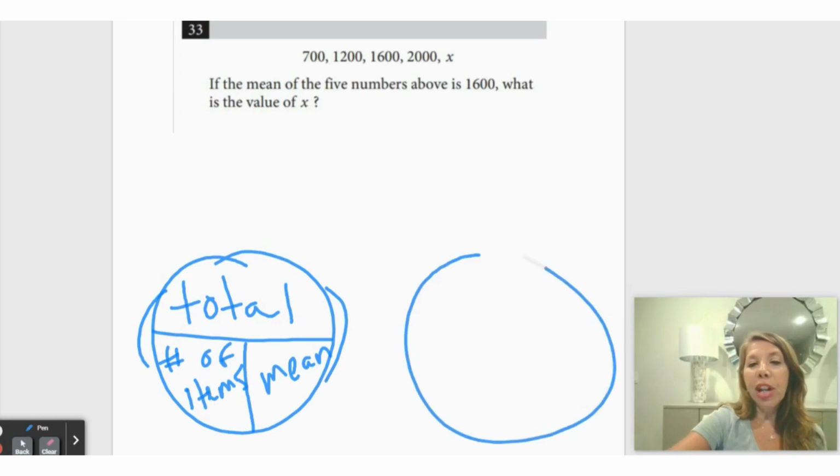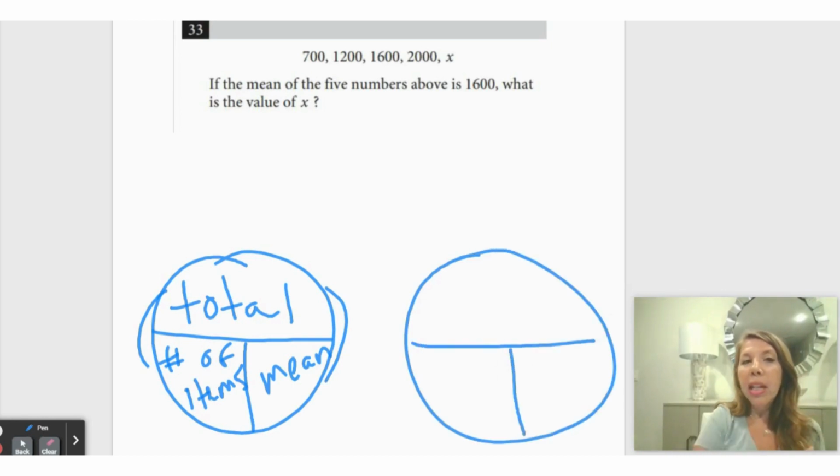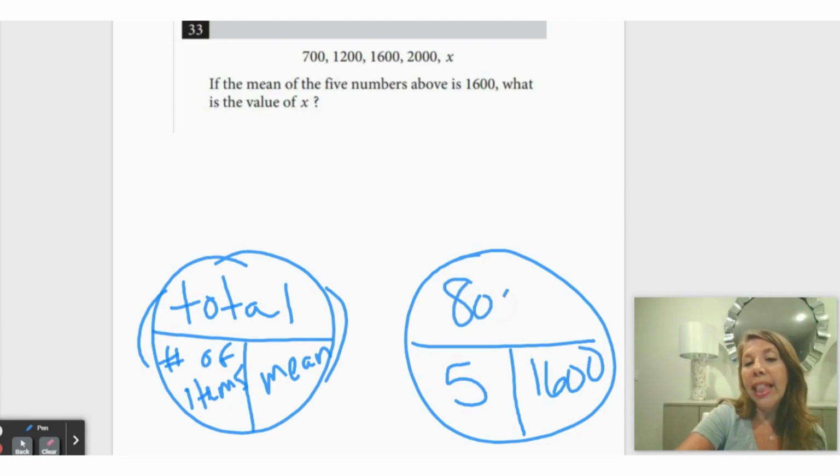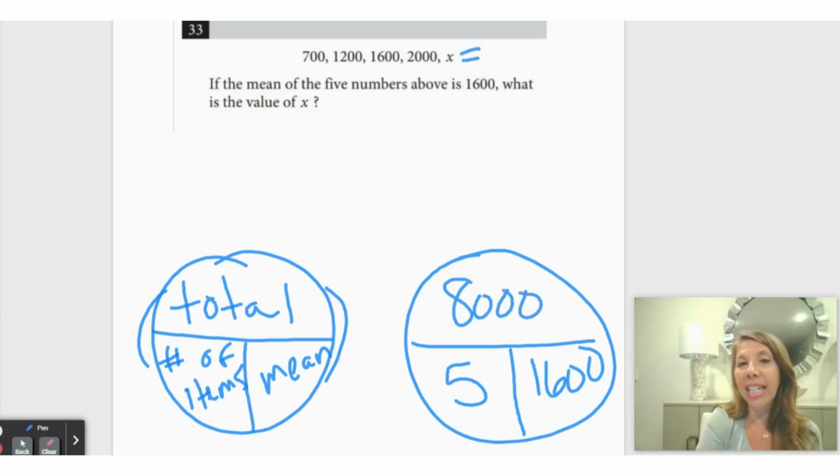So let's give that a try for this problem. The only information we have so far is that the mean of the 5 numbers above is 1600. So the number of items would be the 5 numbers, and the mean of those 5 numbers is 1600. And as we said before, the number of items times the mean, so 5 times 1600, would give us a total of 8,000. So that means that when these numbers are added together, the sum is going to be 8,000.